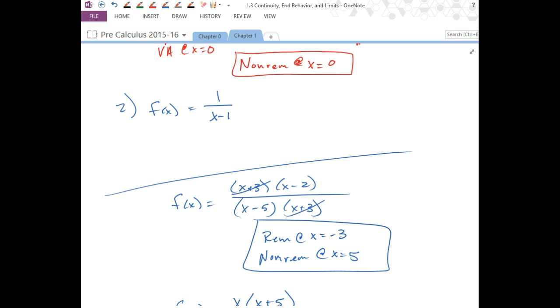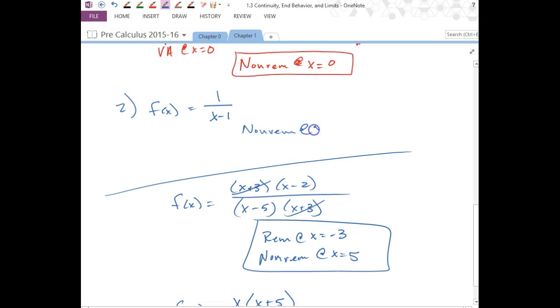So like on question number 2, there's only 1 point of discontinuity. Which kind is it? It's non-removable, right? It doesn't cancel. It's a non-removable. It's a vertical asymptote. This is a non-removable.